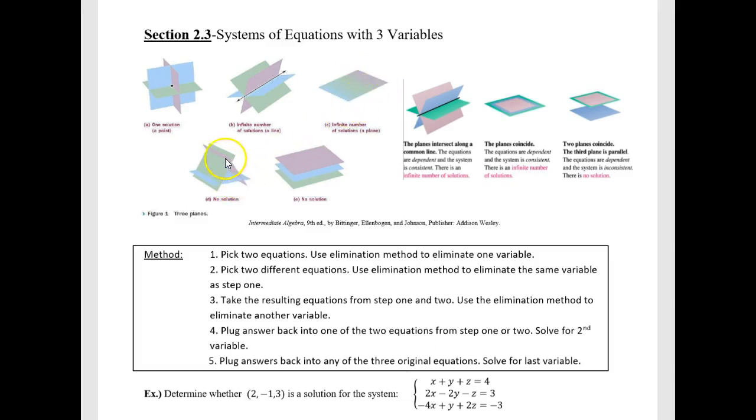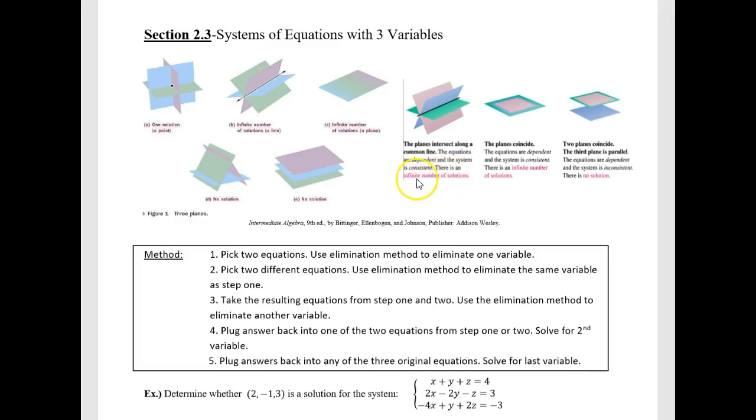It could be possible that those planes intersect in such a way that there is no common area. There's common to two planes here, two planes there, but never three planes all at the same time. Or the planes could be parallel and they would never intersect at any point. If the planes intersect along a common line, the equations are considered dependent. So they are dependent on each other, and the system is consistent. So that word consistent means that there is a solution.